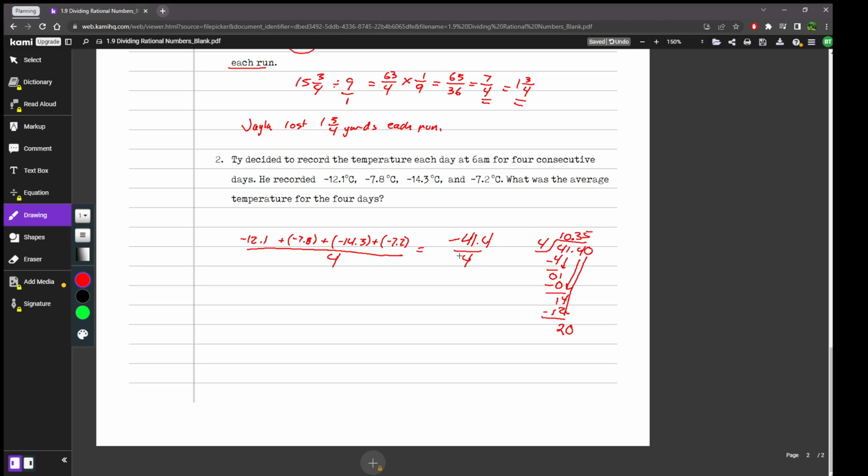So again, remember we got to go back here. We're a negative divided by a positive. So our answer is going to be negative 10.35 degrees Celsius. And we can write this in words. The average temperature for the 4 nights was negative 10.35 degrees Celsius.